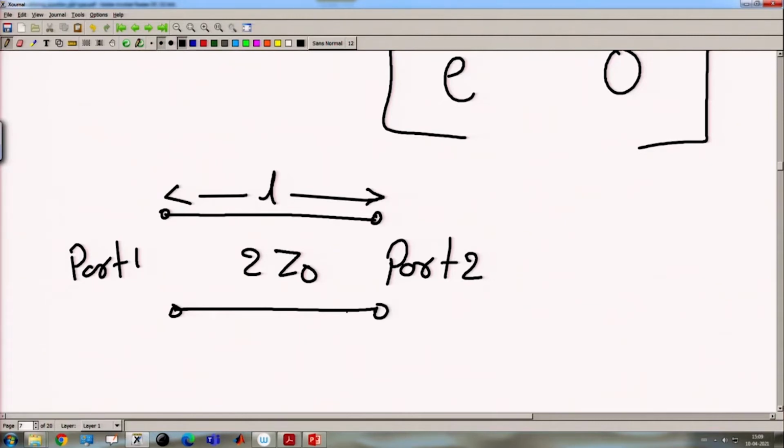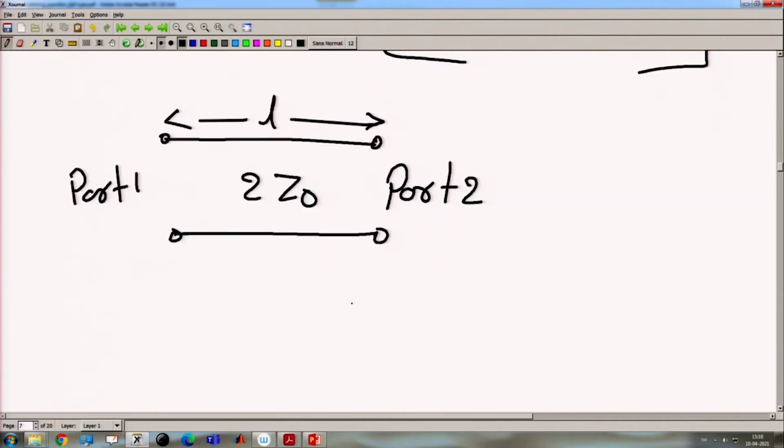For this case, if we terminate port 2 with Z naught, V2 plus will not equal 0, because the characteristic impedance is 2 Z naught. So for this problem we have to attempt it in a different way.